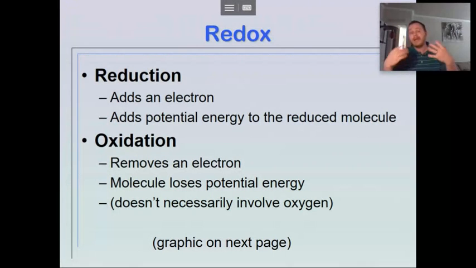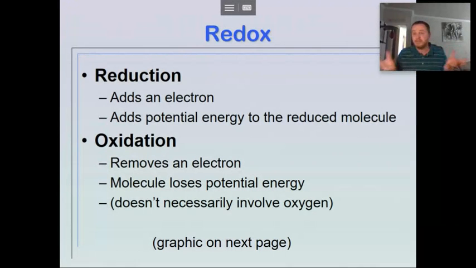Reduction is where, and I don't know how these names make any sense, I struggle with them, you just kind of have to memorize that reduction is adding an electron, and that electron adds energy. It adds potential chemical energy to that molecule. So when we add an electron to a molecule, it gains potential chemical energy from that electron. We call that reduction.